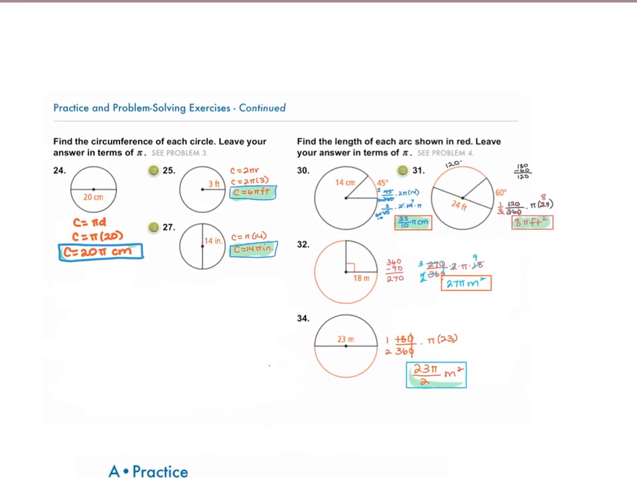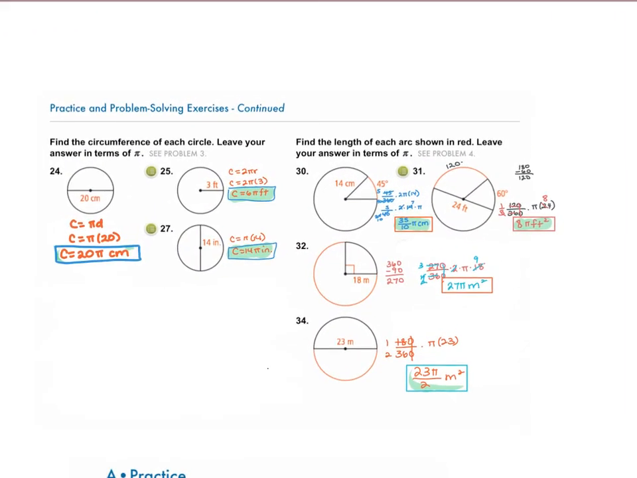All right, here are the solutions. This is the first part, which was the circumference and the arc length. So 24 is 20 pi, 25, 6 pi, 27, 14 pi.